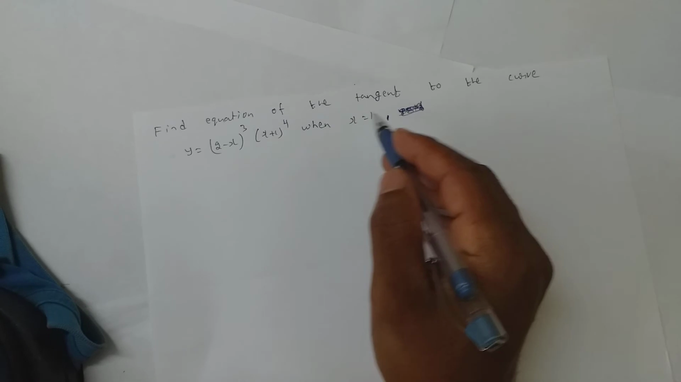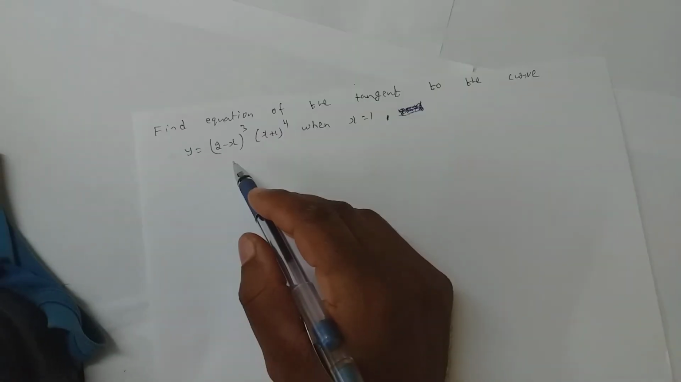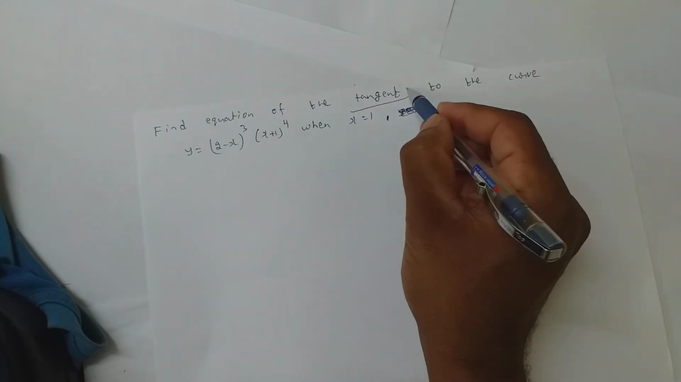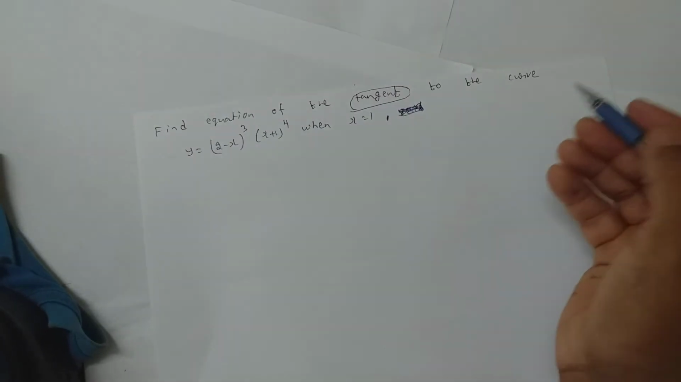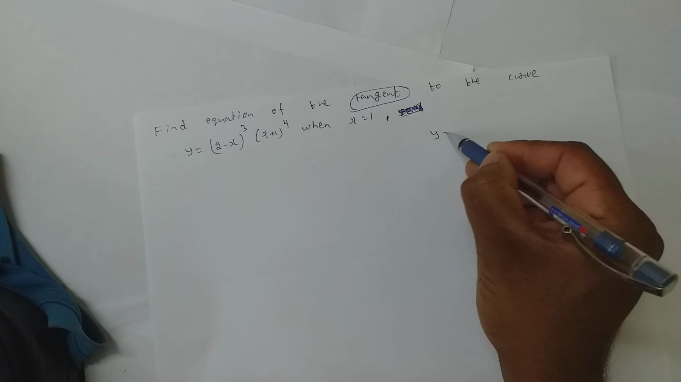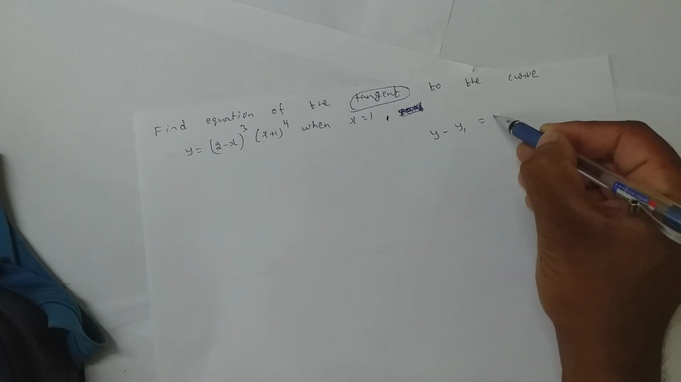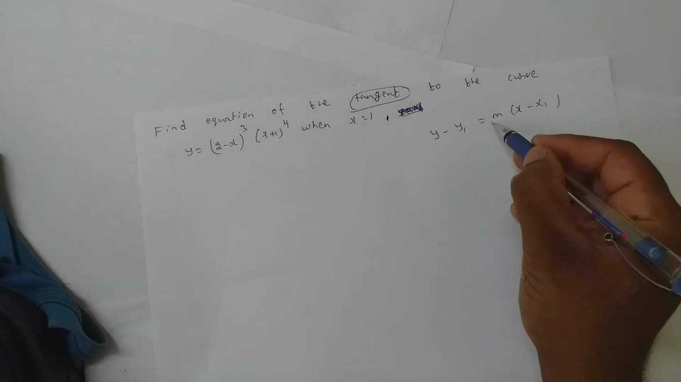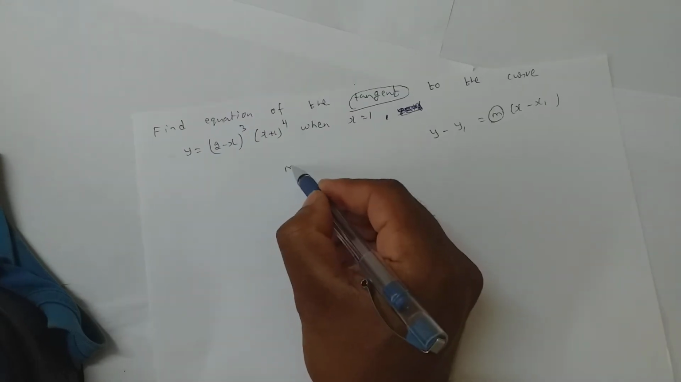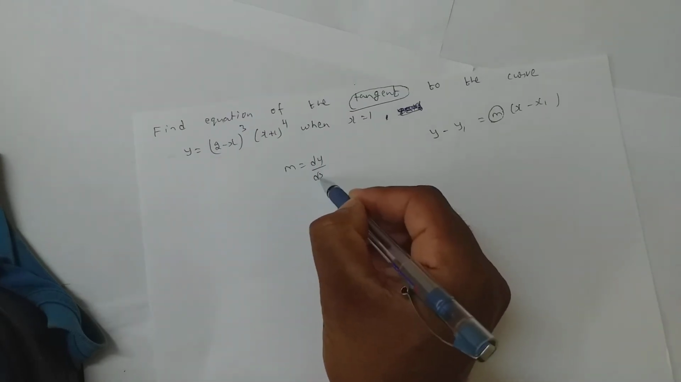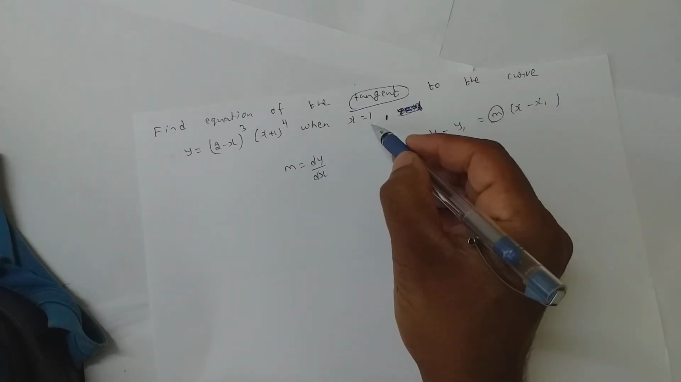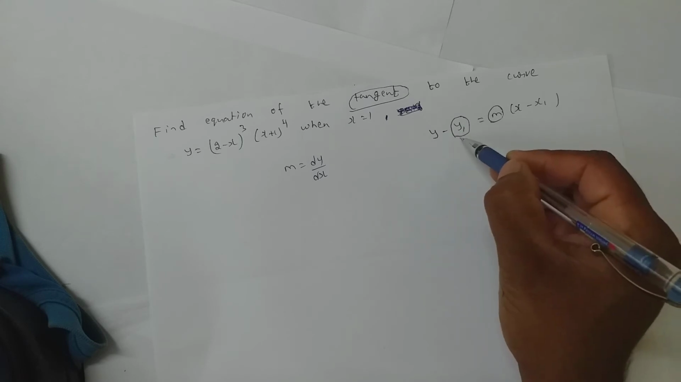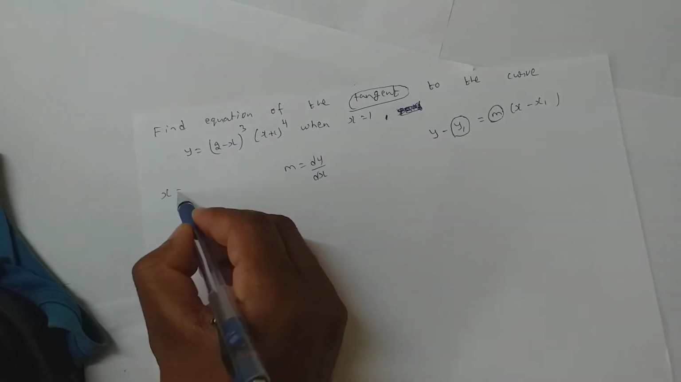Find the equation of the tangent to the curve y equal to this when x equal to 1. What is the formula for the equation of a tangent? y minus y1 equal to m times (x minus x1). What is your m? m is nothing but dy by dx. So I need to find dy by dx when x is 1. And how much is y1? To get y1, place x equal to 1 in this.